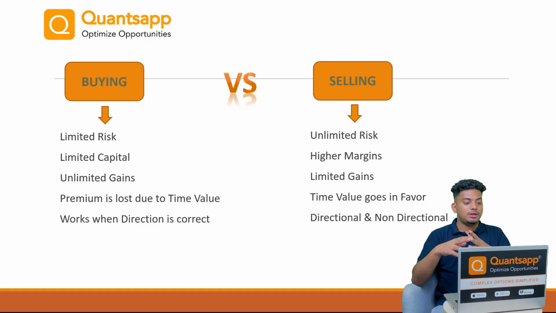So to sum it up very quickly, option buying involves limited risk, limited capital, unlimited gains, and in option buying, the time value is the enemy of the option buyers, and option buying only works when the direction is perfectly correct. Further, option selling works either when directional or even in the flat market, in the oscillating market. Time value goes in favor of the option seller. Option selling has limited gains involved in it. Selling requires higher margin, and selling also has an unlimited risk along with it.